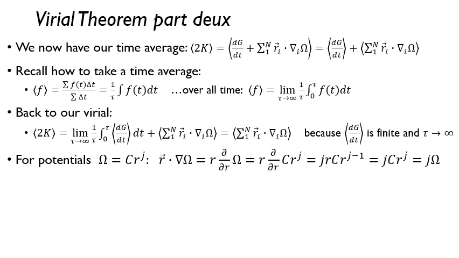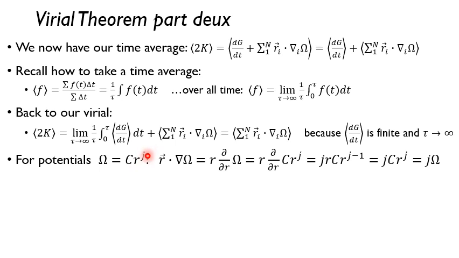So up to this point, this is a totally general relationship. For any system where you're taking this time average, 2 times the average of the kinetic energy is equal to the average of the position dotted with the gradient of the potential. Now we're going to go to a more specific case. Let's look at potentials where the potential goes as the radius to some power.